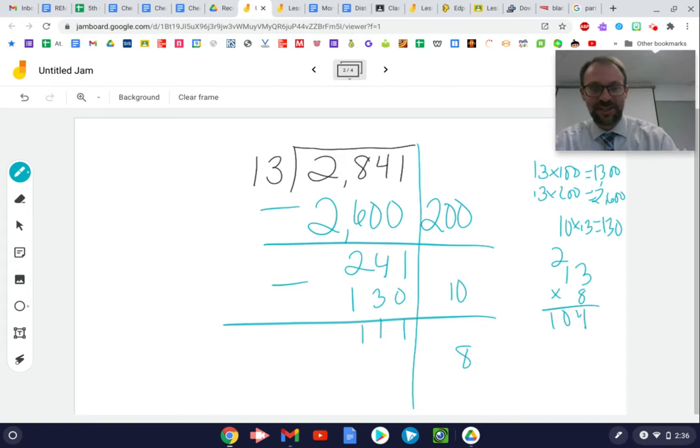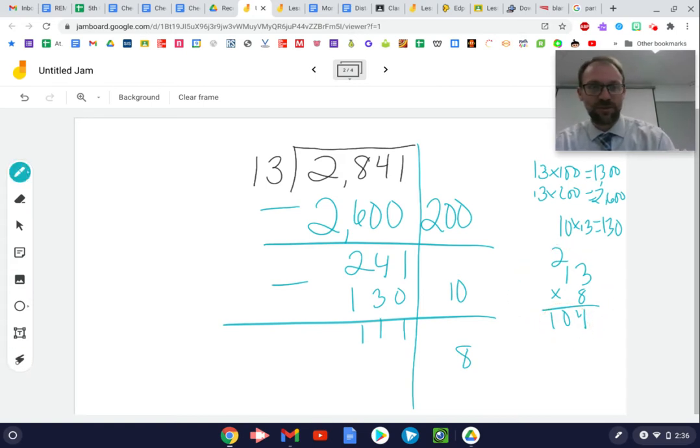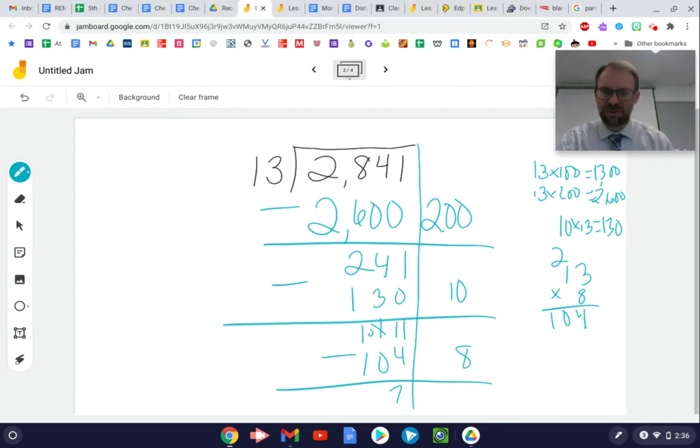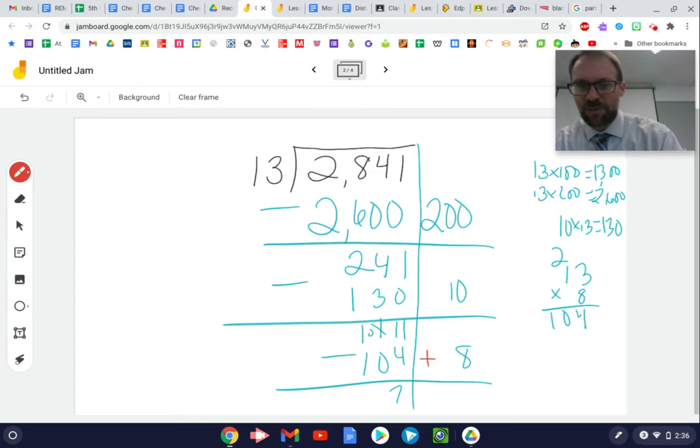8 groups of 13 is 104. So we'll just copy that math in there, 104. And we'll subtract and get 7. 11 minus 4 is 7, right? If you'd like, I can borrow there. 7. So we can't make any more groups of 13 from 7. So let's go ahead and finish this problem up. Let's add our partial quotients. We'll get 218 with a remainder of 7.